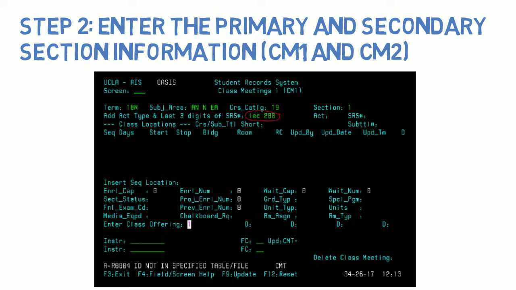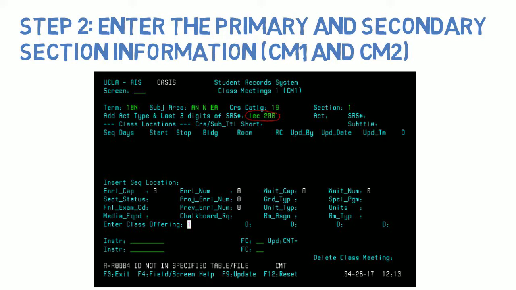Otherwise, a blank CM1 screen will appear, and you will have to enter the term, subject area, course number, and section number for the course you will be adding. In this section, you will have to type in the section number. If you recall, in the previous slide, we created section 1, so we will be creating section 1 for Ancient Near Eastern 19. Once you type section 1, hit F9. Hitting F9 will move your cursor directly to the Add ACT type and last 3 digits of SRS number.